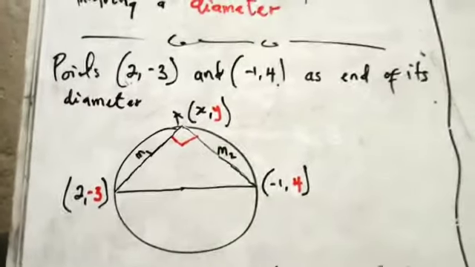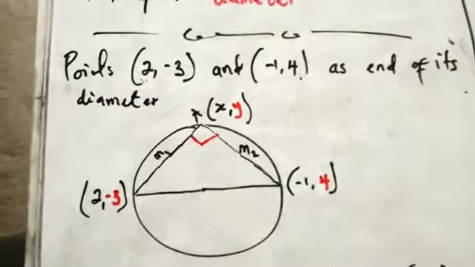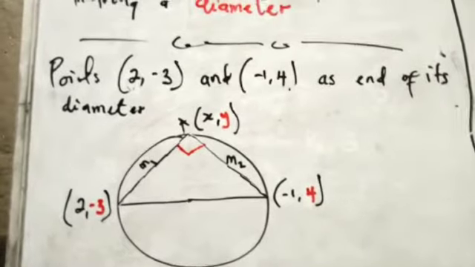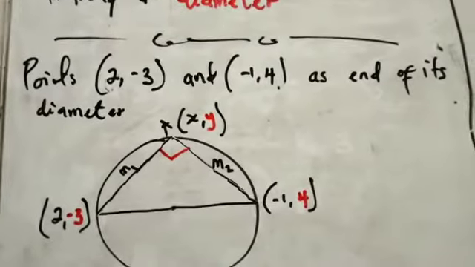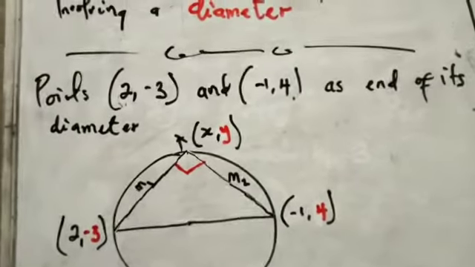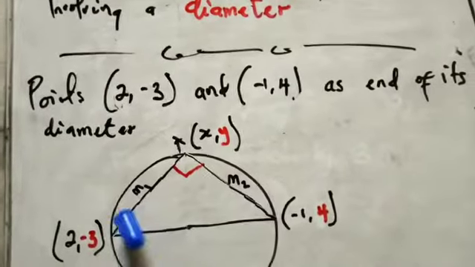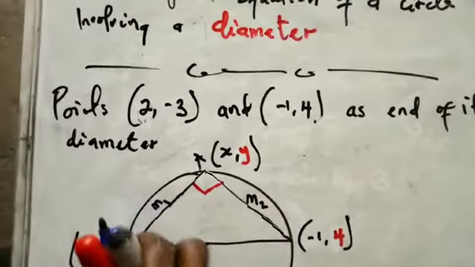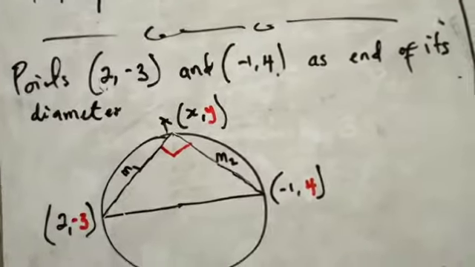This is a past question under equations of a circle. Right? So that's the subtopic in coordinate geometry. What they're asking us to do here is to find the equations of the circle.